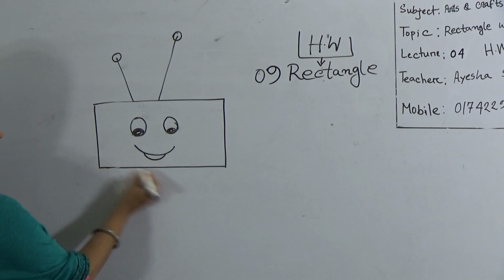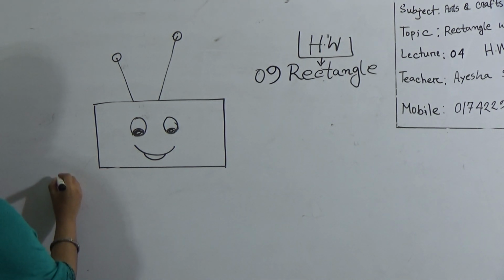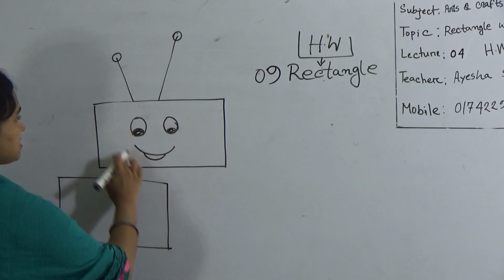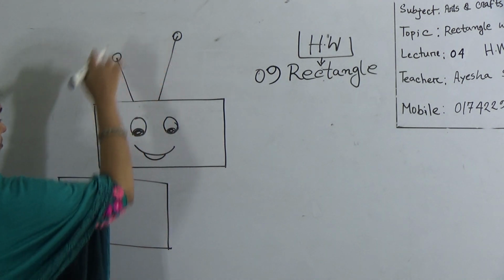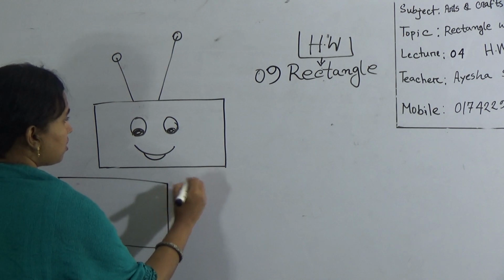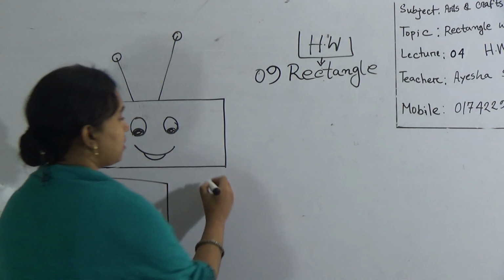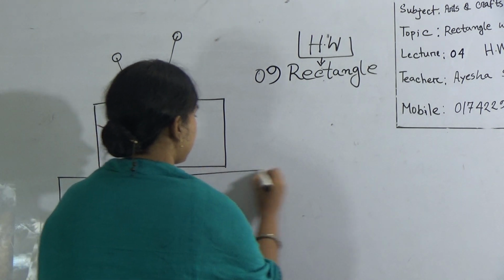When you draw your HW, you just draw only rectangle. No need to draw this type of face or this type of line. Okay, draw 9 rectangle. And suppose, very carefully look at this.